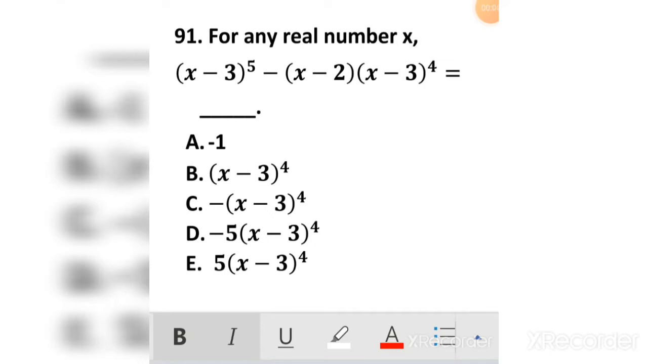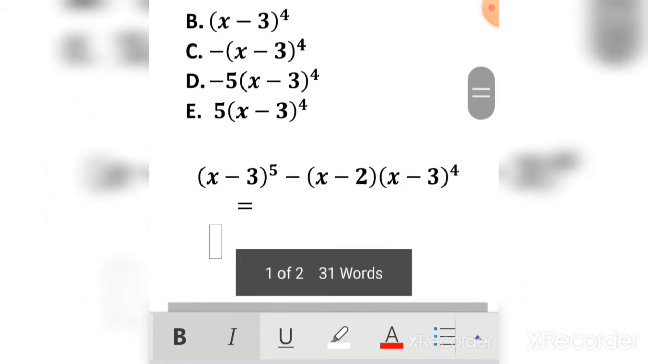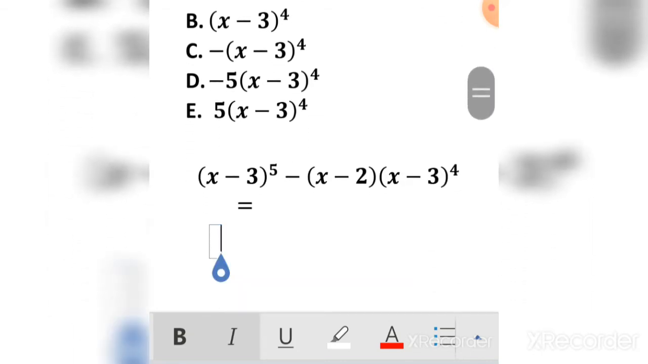91. For any real number x, quantity x minus 3 to the fifth power minus quantity x minus 2 times quantity x minus 3 to the fourth power equals: A, negative 1; B, (x minus 3) to the fourth power; C, negative (x minus 3) to the fourth power; D, negative 5 times (x minus 3) to the fourth power; E, 5 times (x minus 3) to the fourth power. Okay, this is our expression that we are going to simplify.